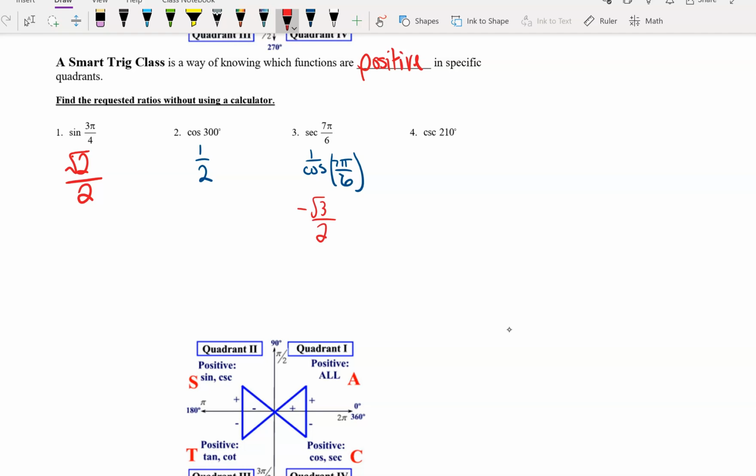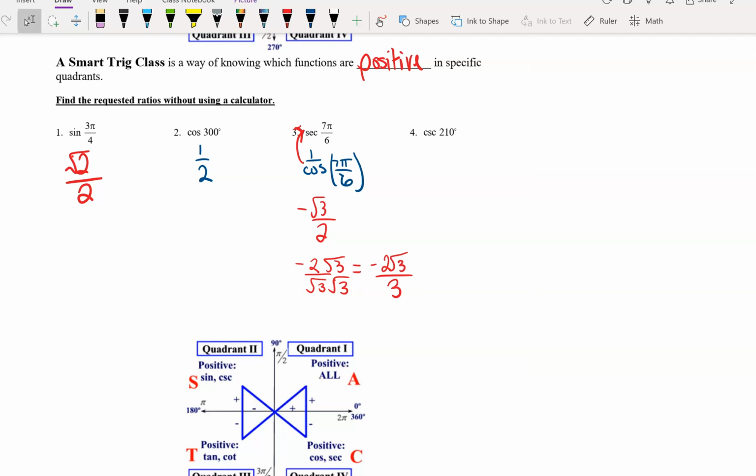But then we have to do the reciprocal of that since we're doing secant. So reciprocal of that is going to be negative 2 over root 3. We don't like our answers to have radicals on the bottom, so we rationalize by multiplying top and bottom by root 3. So we end up getting negative 2 root 3 over 3.